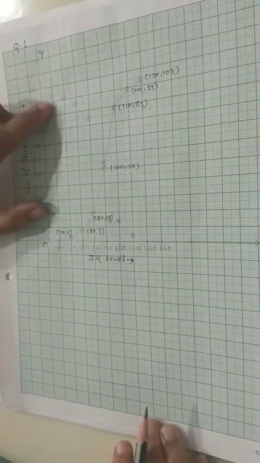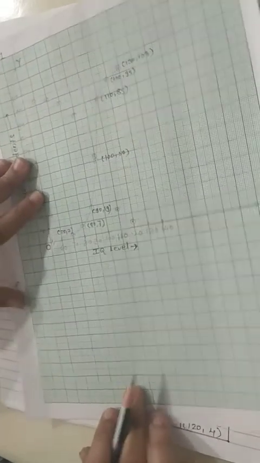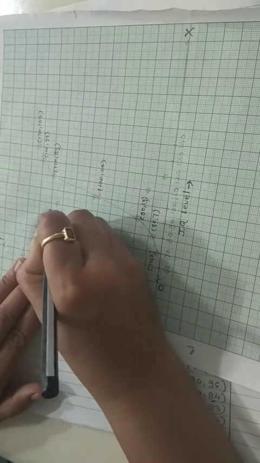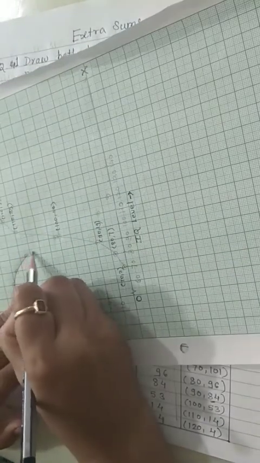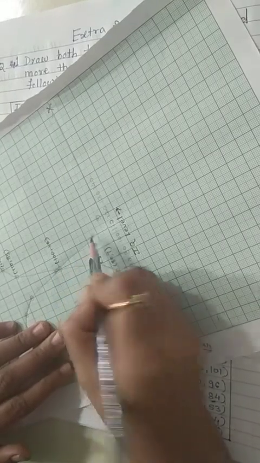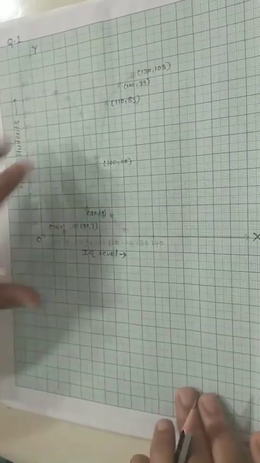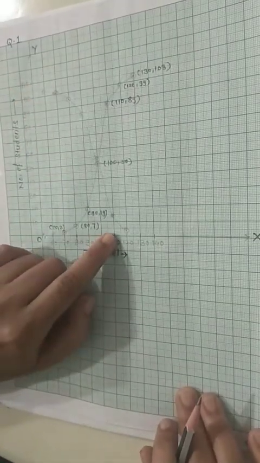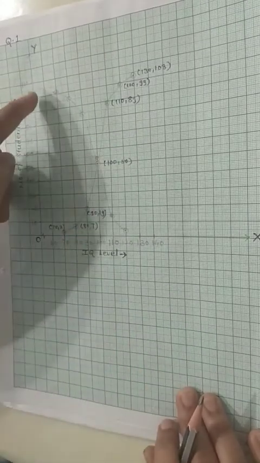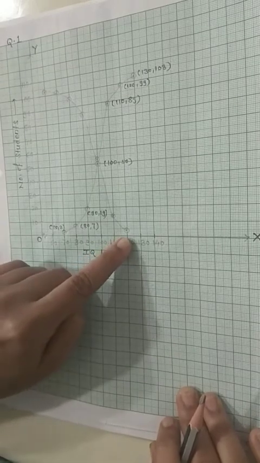Now here I have plotted the points for the more than type ogive. Now join these points by a freehand smooth curve. Now here is the more than type ogive which is cumulated downward. Here is the more than type ogive which is cumulated downward.